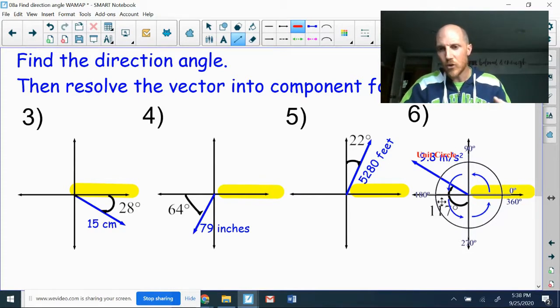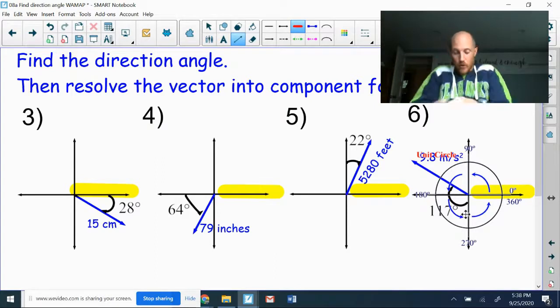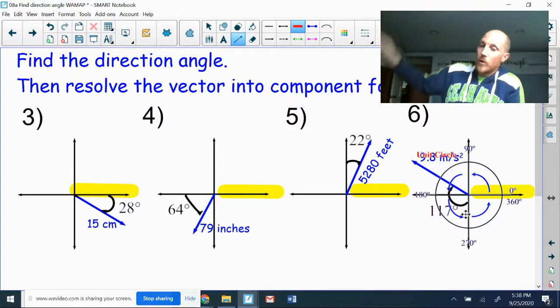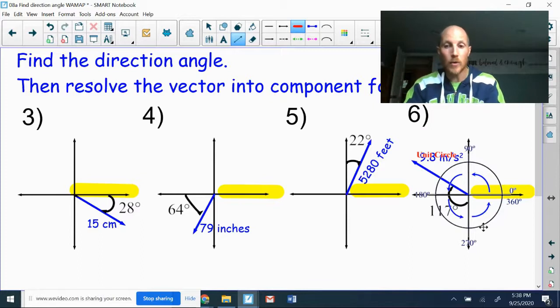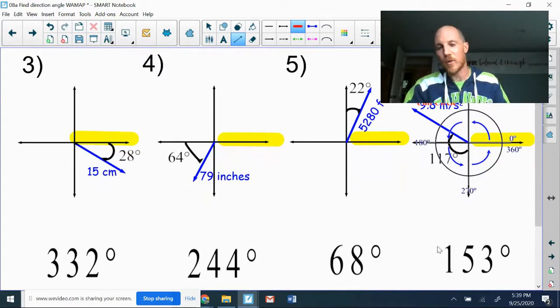And then the rotation to get from there to the vector, so straight down, whoop, up here to the vector, is going in the wrong way. It's going clockwise. That means subtract, right? So 270 minus 117. And of course, everybody knows 270 minus 117 is 153.